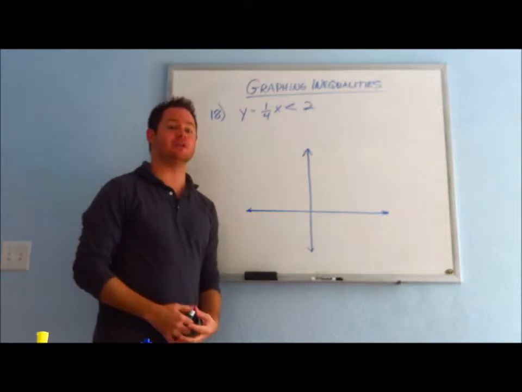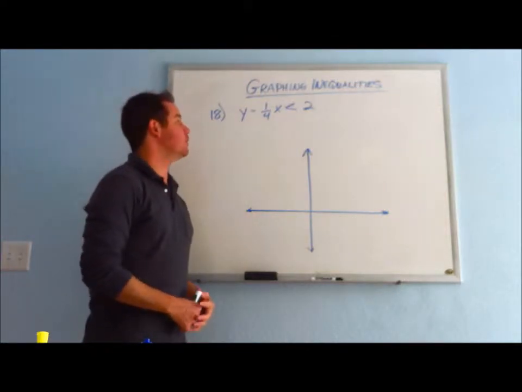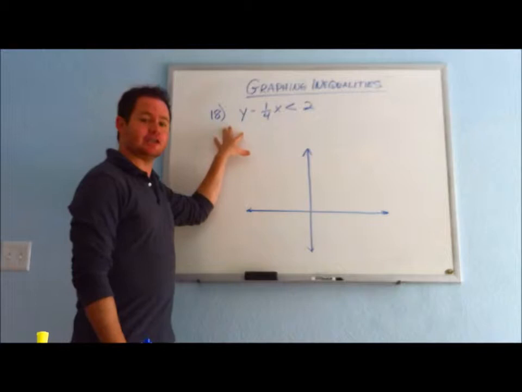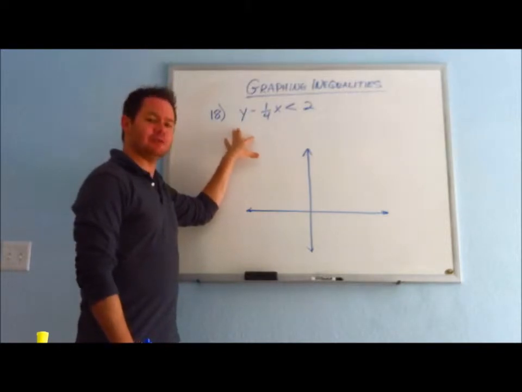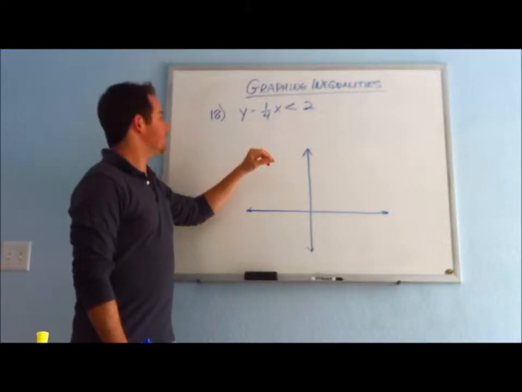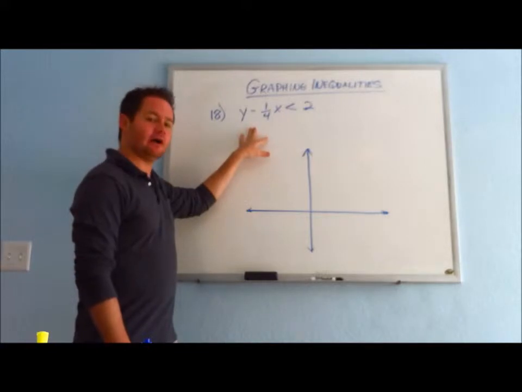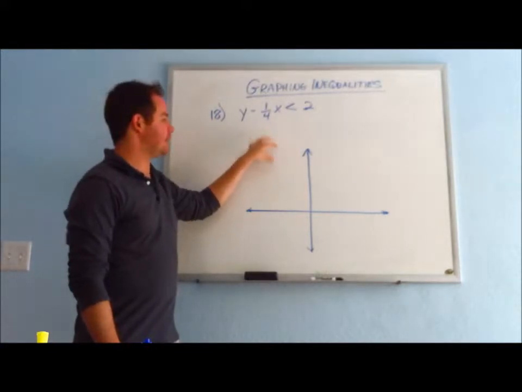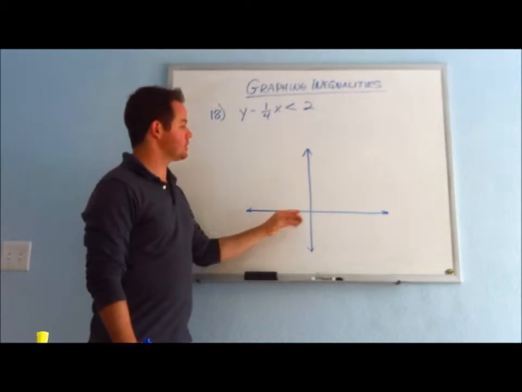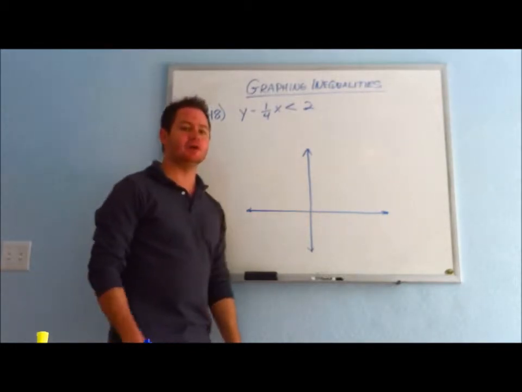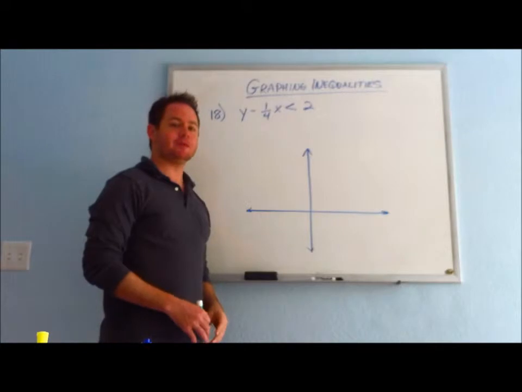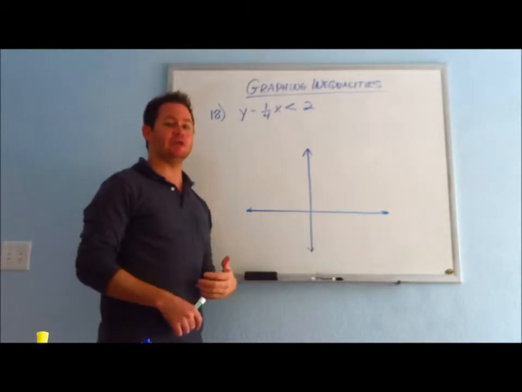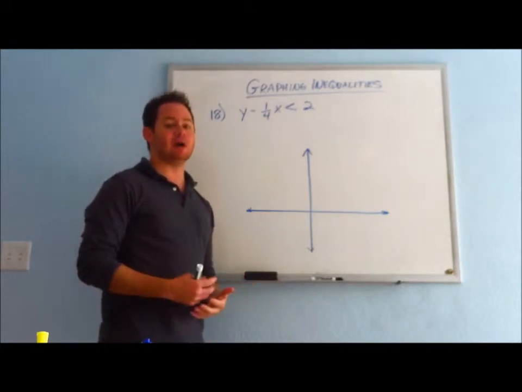Hi, and welcome to this explanation of graphing inequalities. We're going to look at an example which is question 18 from a recent exam, and we're going to see how to isolate y and then how to use that inequality to graph that line and the solution set on a coordinate plane.